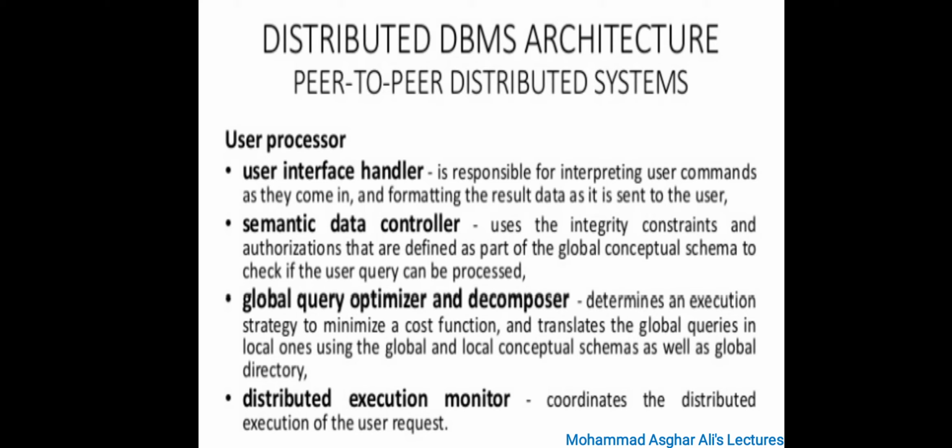And the last, the distributed execution monitor. These are the 4 parts of the user processor, and this is the last one. The distributed execution monitor coordinates the distributed execution of the user request. The execution monitor is also called the distributed transaction manager. In executing queries in a distributed fashion, the execution monitors at various sites may and usually do communicate with one another. So these are the 4 points of the user processor.